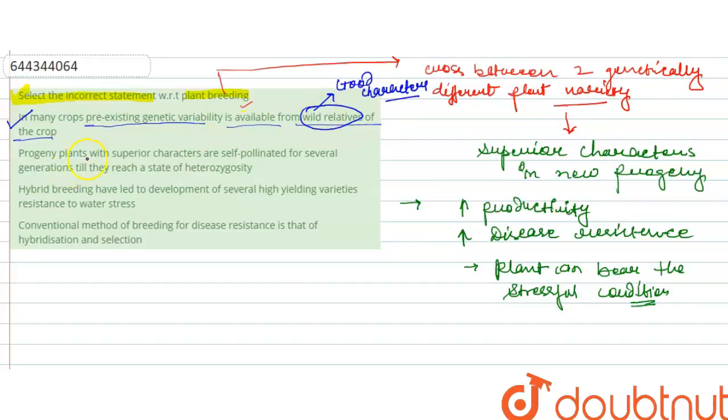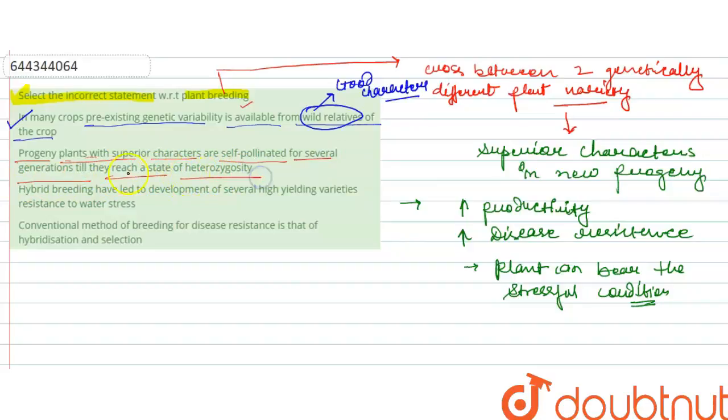We know that the wild variety grows not in a properly controlled condition. It grows in random, stressful conditions. That is why the wild relative of the crop is a good option for plant breeding.